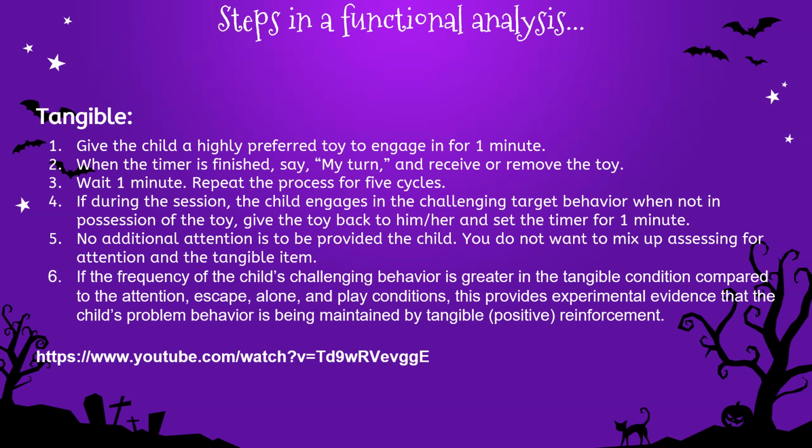Now, when the timer is finished, say, my turn, and try to remove the toy. It's great if you can put your hand out and they're willing to put it into your hand. That doesn't always happen. One thing I like to do when I say my turn, when I'm teaching this, is I do like to engage in it, in whatever it is, for a little bit, as it is truly a turn when you do that, and not really give this to me, it's now mine. You're actually taking a turn. So wait 1 minute, and you want to repeat this process for 5 cycles. So you're engaging with that item for 1 minute, and you're going to do this 5 times.